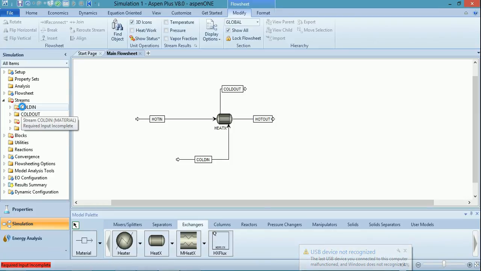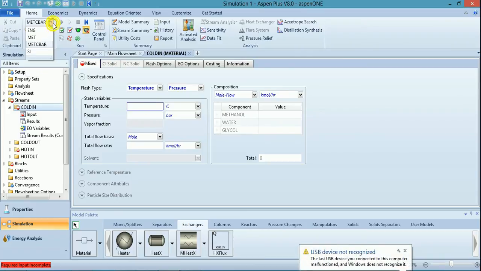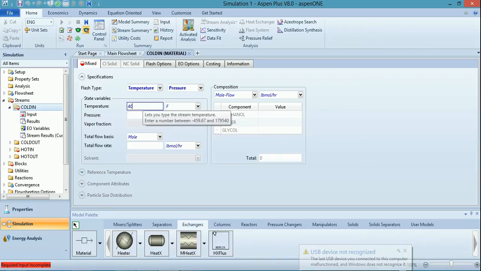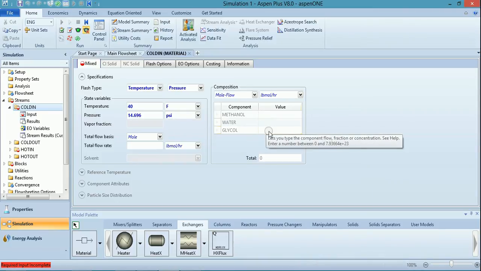Now we enter the stream data. We need to enter the data for cold in and hot in. As you can see, there's a red mark near each of them, so we have to compulsorily give the data for them. Temperature of the cold stream, we will first change the unit sets to English. The temperature of the cold inlet stream is 40 degrees Fahrenheit and the pressure is 14.696 psi.